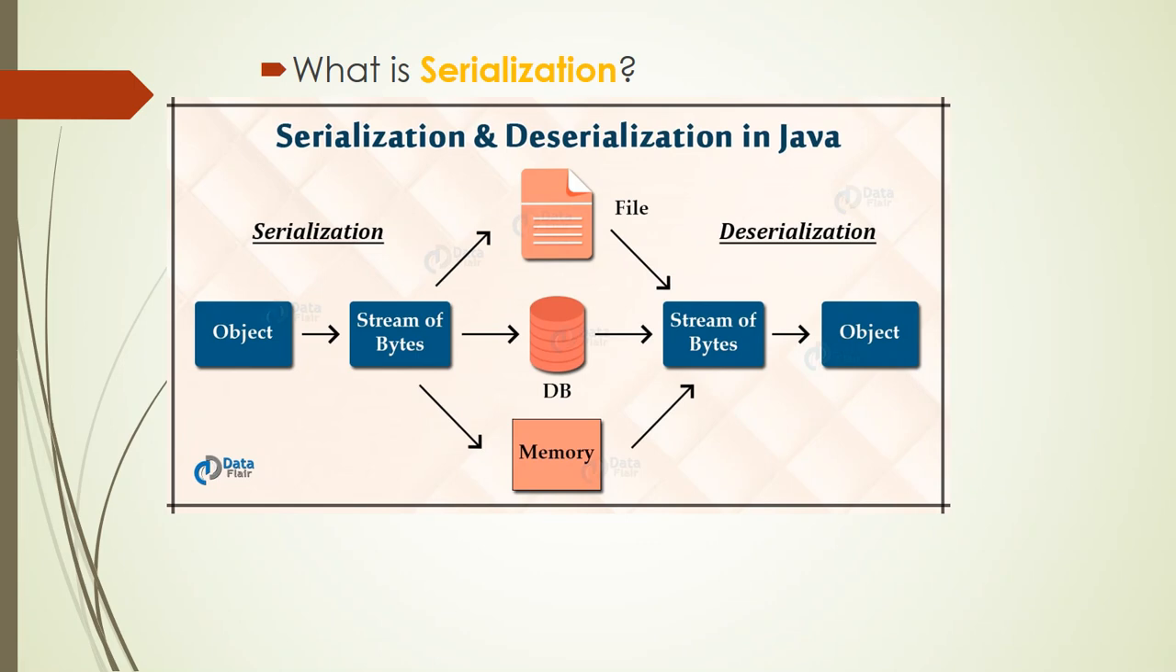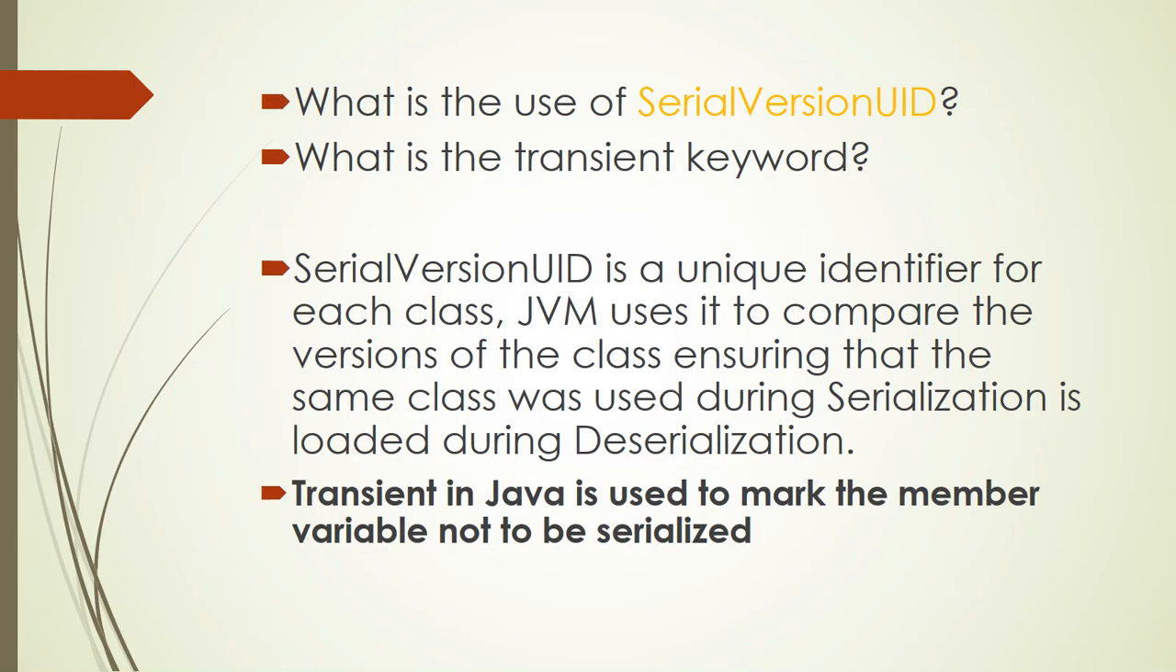And there are some important sub-questions for serialization, like what is serialVersionUID and what is the transient keyword. These two questions are related to serialization. What is serialVersionUID? serialVersionUID is a unique identifier for each class. The JVM uses it to compare the version of the class, ensuring that the same class that was used during serialization is loaded during deserialization. That means this is a kind of stamping, a unique number for each class. Suppose you have converted one class into a stream of bytes and you have saved it in a database.